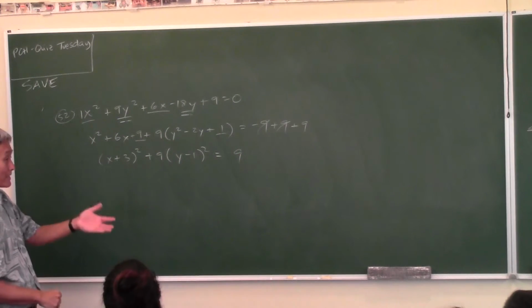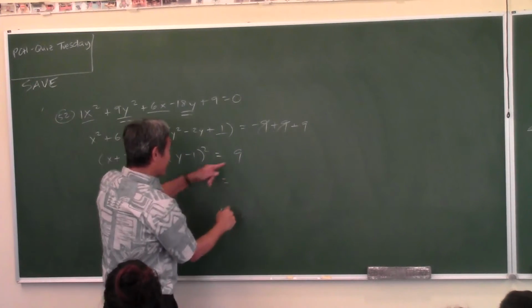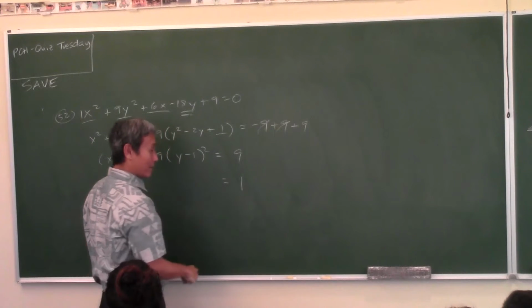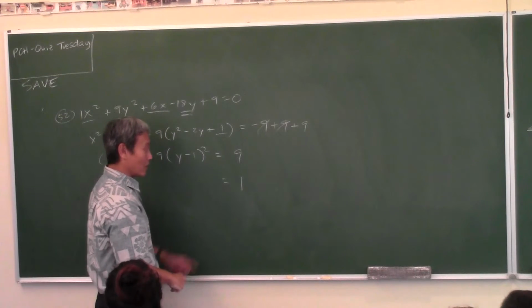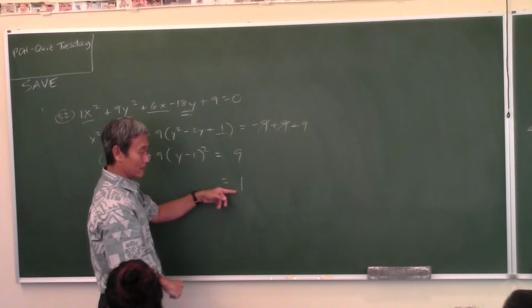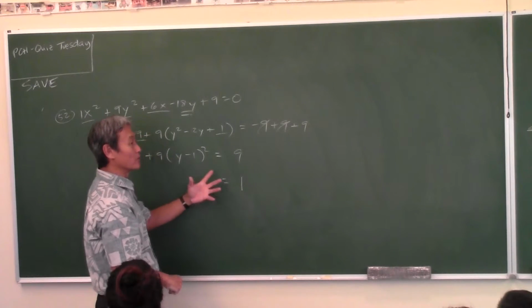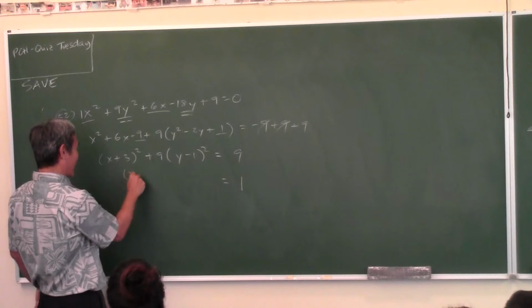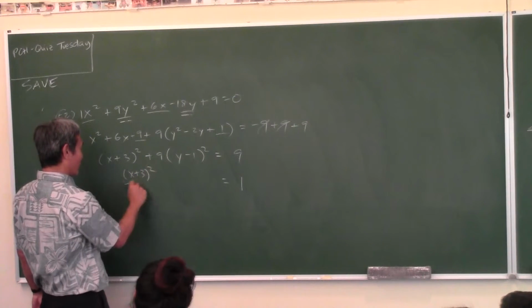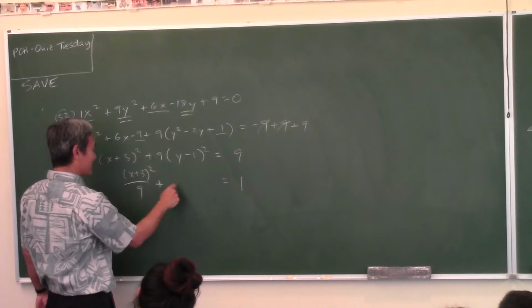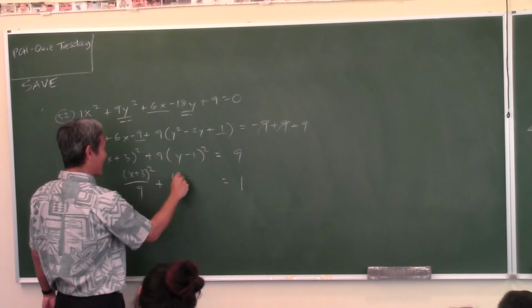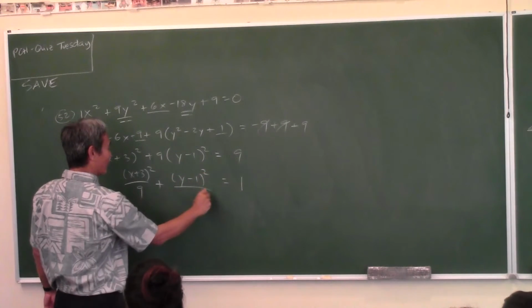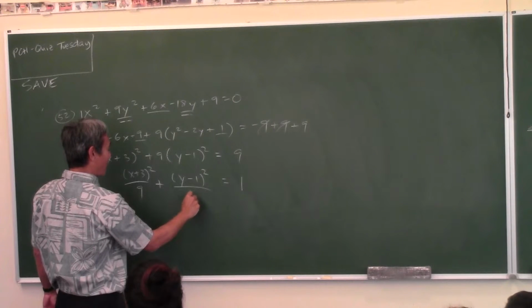Now, in order to make standard form, you need this side of the equation to be 1, right? So how do I make this side 1? Divide both sides by 9. So if I divide both sides by 9, you're going to get x plus 3 squared over 9 plus, what happens when you divide this one by 9? y minus 1 squared over 1.